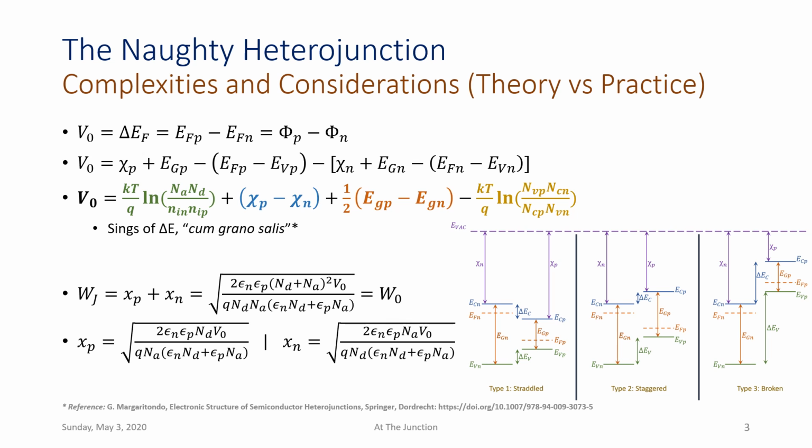So, cum grano salis. The expression for the width of the junction W naught is also given on the slide, and the expressions for the widths of the junction on the P side and on the N side are also given on the slide. What is important to note here is that the permittivity of the two different materials has been taken into consideration in the formula. The formula also includes doping concentrations of the two different materials alongside their respective permittivities.